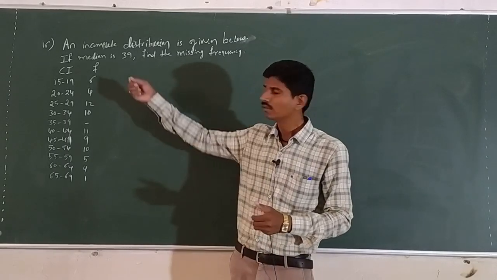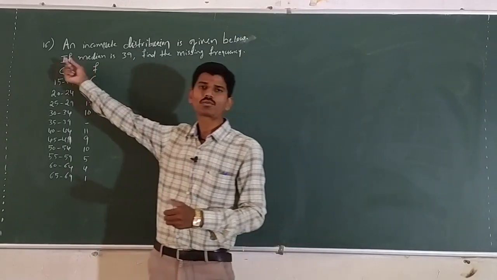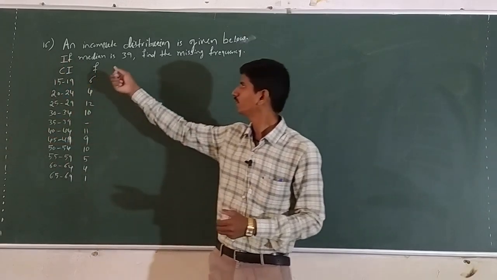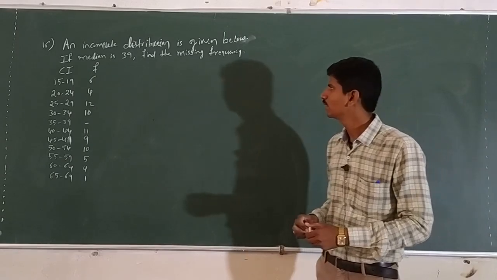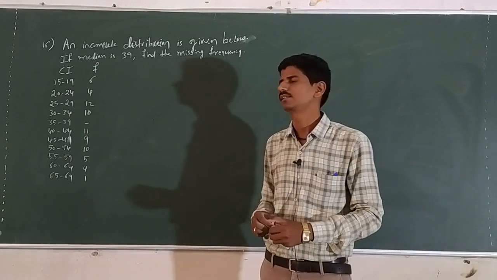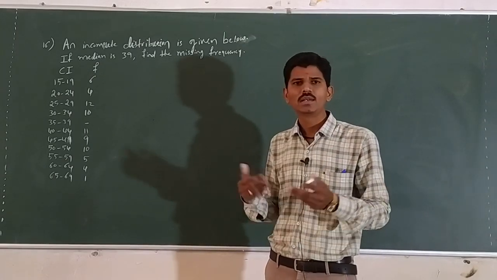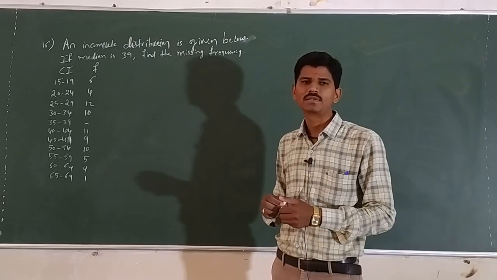Here we have to start the 16th problem. An incomplete distribution is given below. If the median is 39, find the missing frequency. Here they are given the median value directly. You have to find the missing frequency.